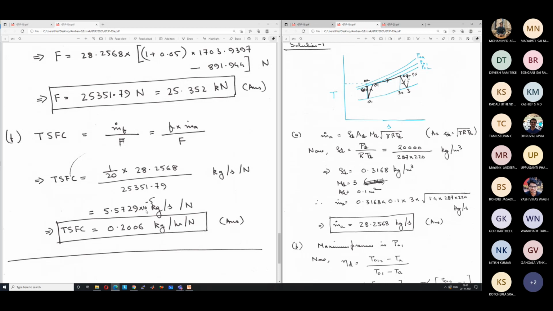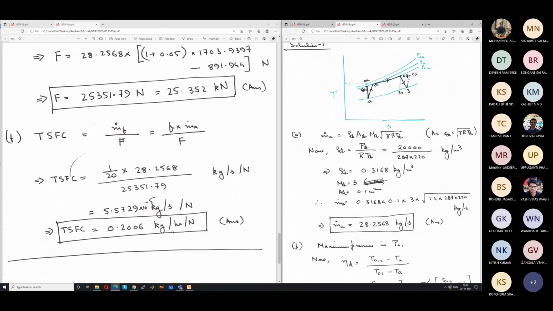If you solve this, you get 5.5729 into 10 to the power minus 5 kg per second per Newton. As we have already discussed, we generally write TSFC in terms of per hour instead of per second, so that we get more practical values. We understand how much fuel is required per hour of operation. To find that per hour, we multiply it by 3600. In this case it gives us 0.2006 kg per hour per Newton. So this is the fuel consumption per hour per Newton of thrust.